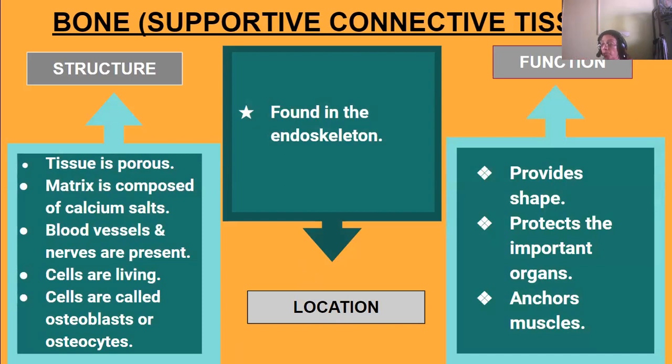It provides support to the body. It protects the important organs like our heart, our lungs, our liver. All are protected by the rib cage and the spinal cord. These important organs are protected by this bony structure, the endoskeleton. Even the brain, the main organ of our body, is protected by the skull. The skull is a bony structure. So the bones also protect the important organs of our body.